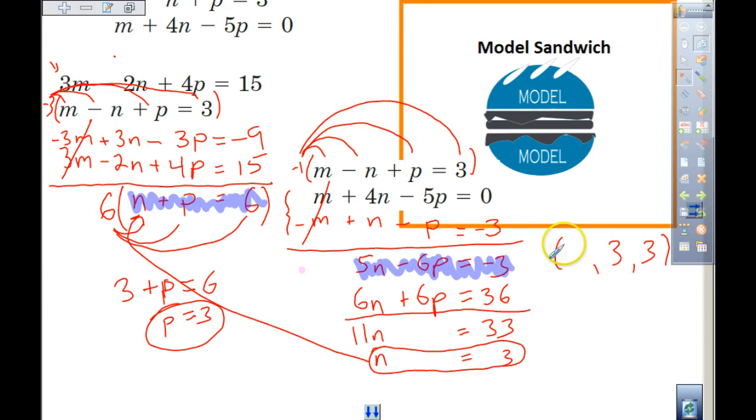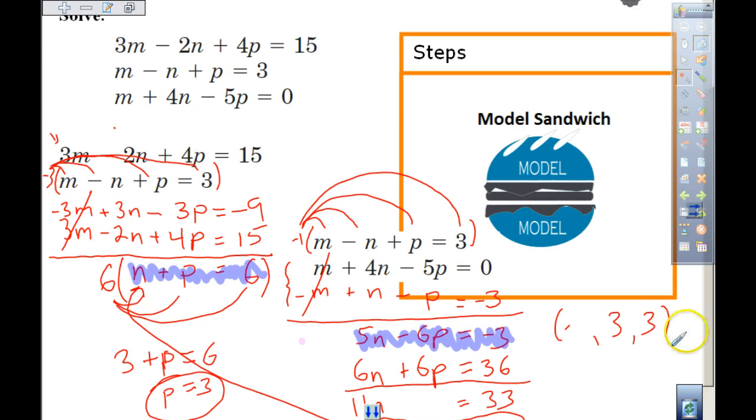And now we have to find out what m is, the first number. We can take these two, plug it into any of the original equations. I think the middle one looks the easiest, right? So we can take n, that's going to be 3. P, that's going to be 3. So from this we have minus 3 plus 3. So from this we have m equals 3. Yeah, they're all 3s. That's not a negative, that's just a straight mark. So they all come out to equal 3.